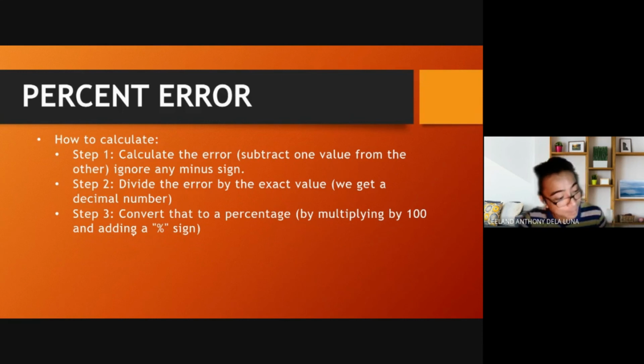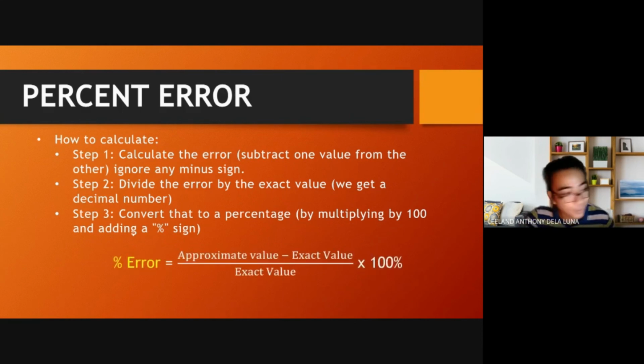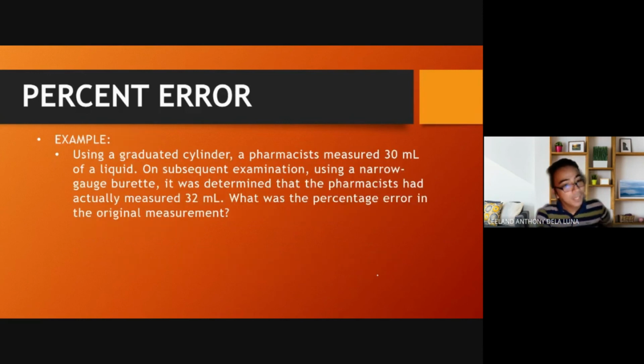Siyempre, hindi nyo ma-imagine to. So gawa tayo ng scenario here, or this is the formula. Usually, approximate value mo minus the exact value na hinahanap mo, divided by the exact value times 100%. Let me give you a scenario here. Using a graduated cylinder, ito lang naman ang gagamitin natin. A pharmacist measured 30 ml of liquid. So nag-measure ka ng liquid, 30 ml.